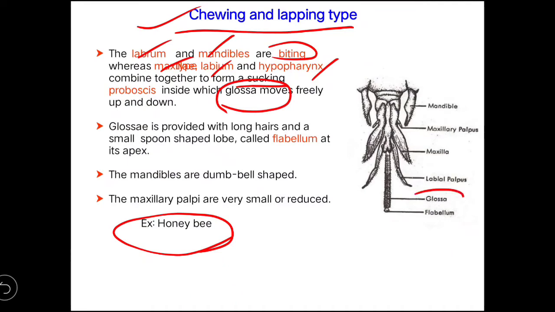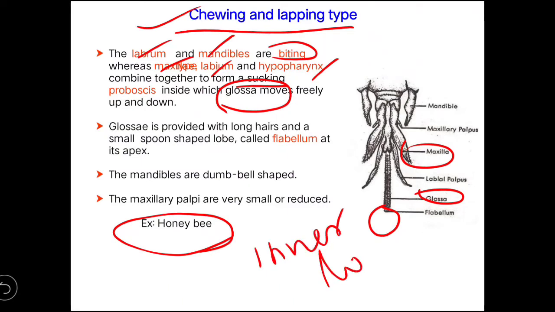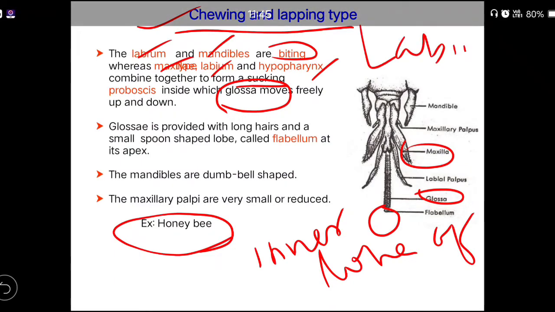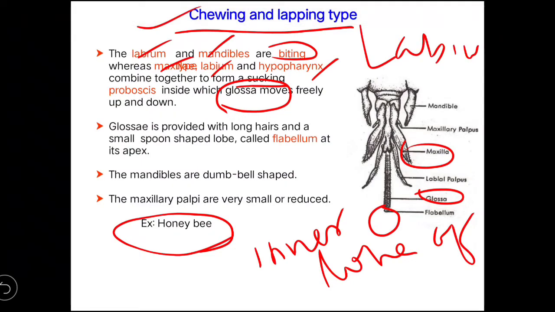Here you can see this is the glossa. This is the flabellum, a mouth part of this honeybee. This is the maxilla. So glossa, where have we read it? Glossa is the inner lobe of the labium. Already we read this. The inner lobe of the labium is glossa. So glossa will move freely in the proboscis. Then glossa is provided with long hairs and a small spoon-shaped lobe known as flabellum.